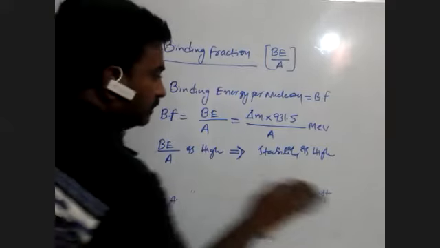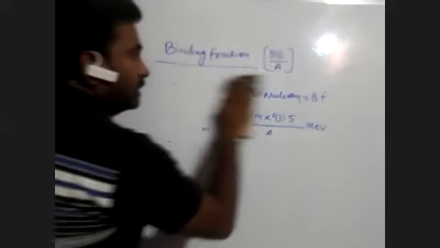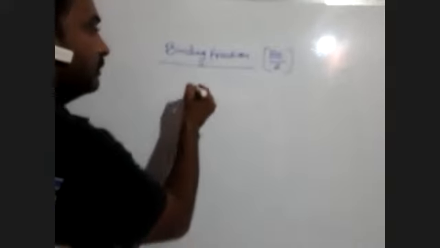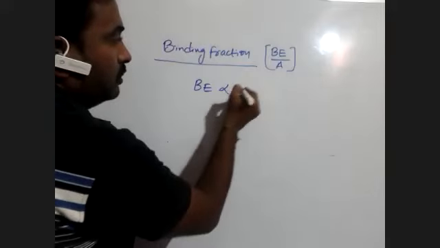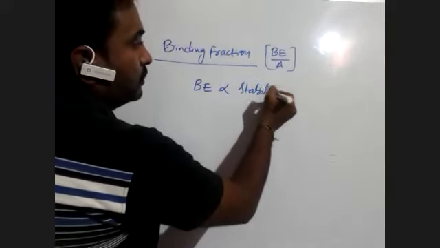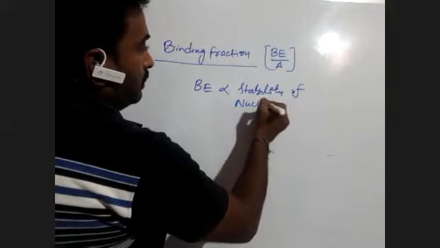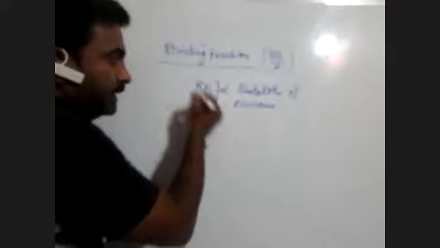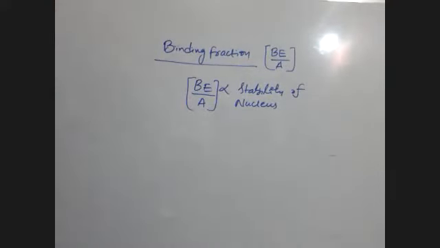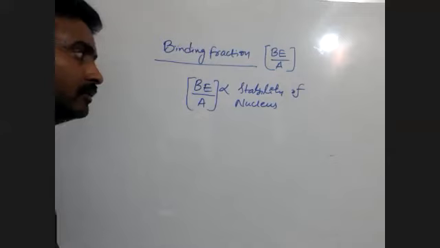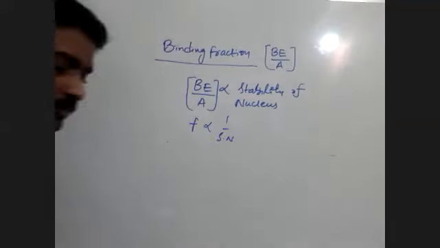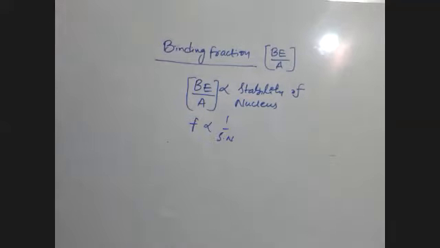So what is the conclusion here? Binding energy per nucleon is directly proportional to the stability of the nucleus, whereas packing fraction is inversely proportional to the stability of the nucleus. These are the two conclusions.